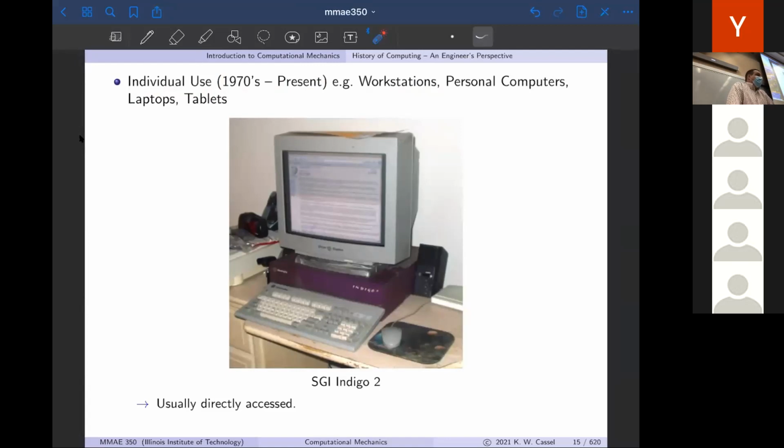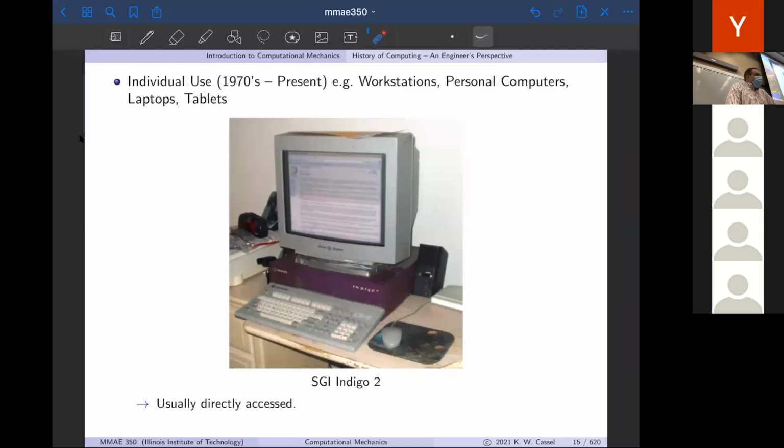But we used them in scientific computing. I had one of these when I first came to IT. This is an Indigo 2, and there are different versions of this. But anyway, the point is, this is a standalone computer. So this is now a complete computer on my desk.